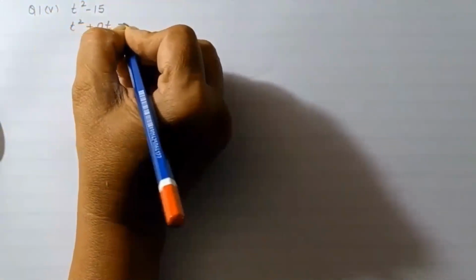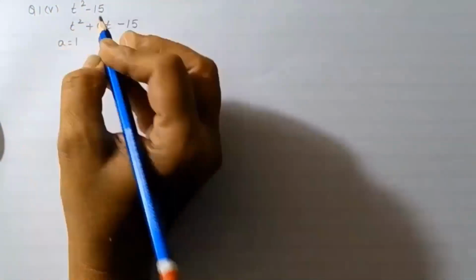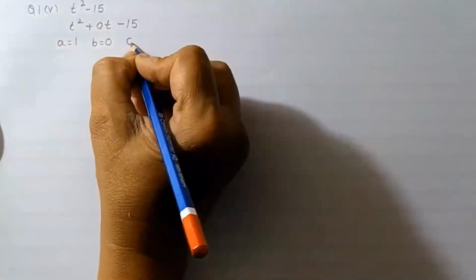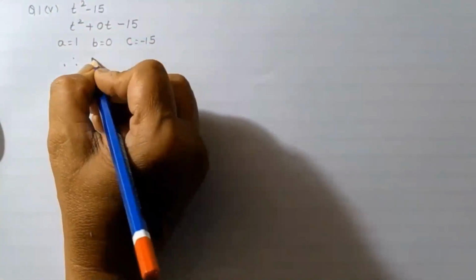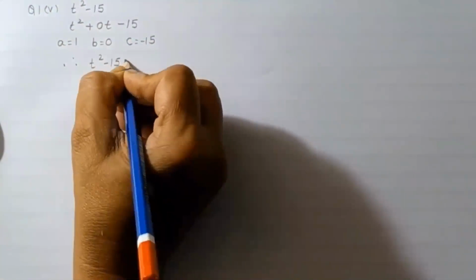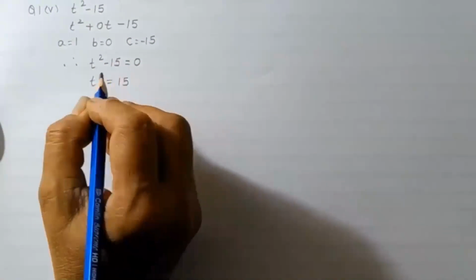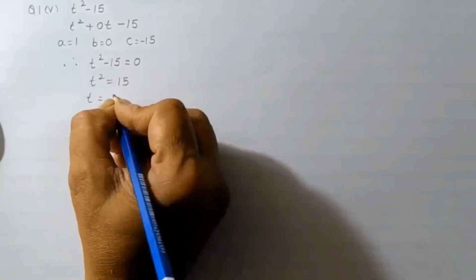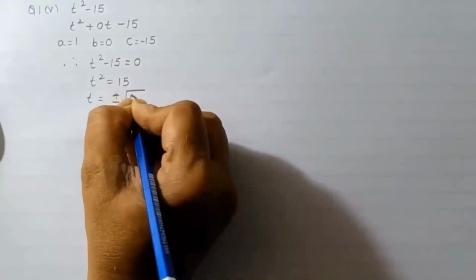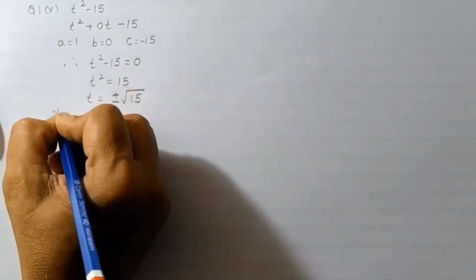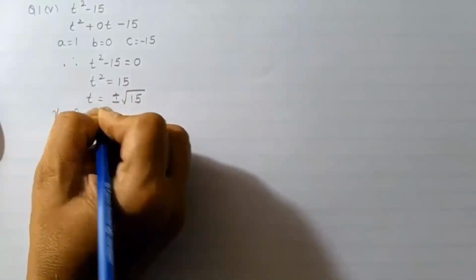The fifth sum now, t square minus 15. Now we don't have b here. Okay, we are taking different types of sums. So we take b as 0, C is equal to minus 15, A is equal to 1. t square minus 15 is equal to 0. So t square is equal to 15. So t is equal to plus or minus root of 15. Plus or minus, remember, because minus root 15 into minus root 15 is also 15.